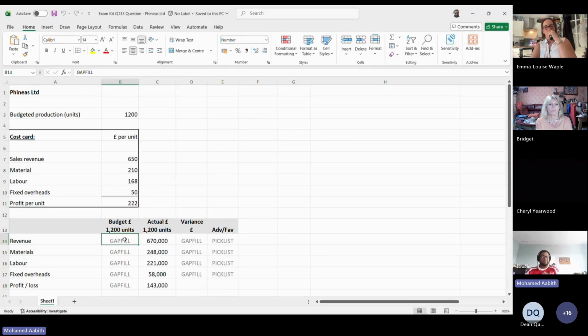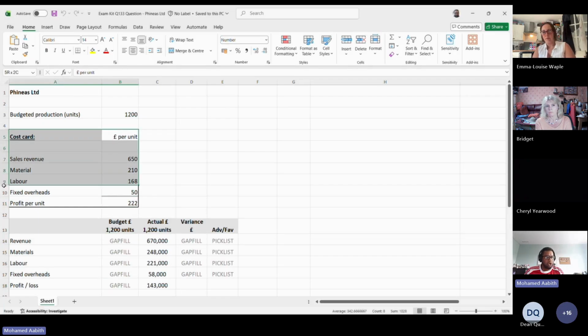First thing is, I need to remember not to forget about the initial query here. Your sales revenue, materials, your labor, fixed overheads and profit per unit, they are all according to what we have got so far. This is the unit cost card. But now what we have here is for 1,200 units. Some people come and ask me, oh, the fixed overheads, why do they have it that way? Sometimes they tell you that way because it's for that particular level of production.